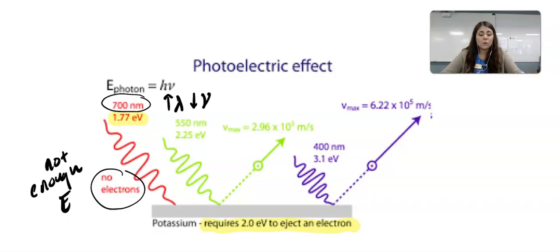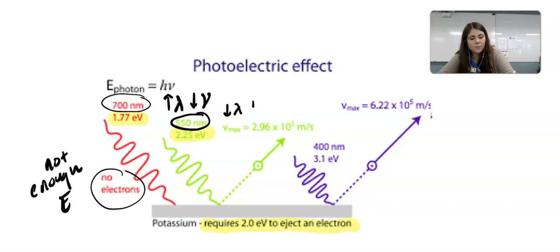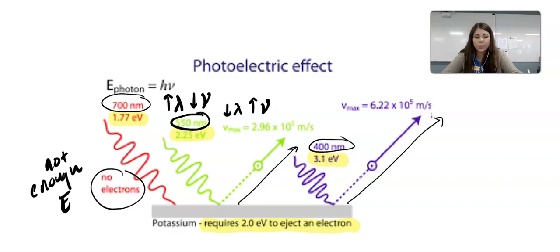And then here, looking at the green, it will end up actually dropping down that wavelength, so we increase the frequency. So here we get 2.25 eV. Here we were able to get enough of that electron emitted. And then in the last one, we have an even lower wavelength. We got definitely more eV. We have 3.1. Here you can actually see that it ends up going further compared to the green one.